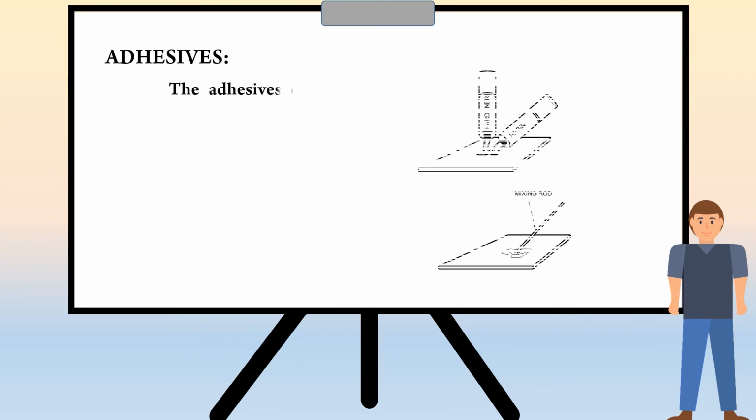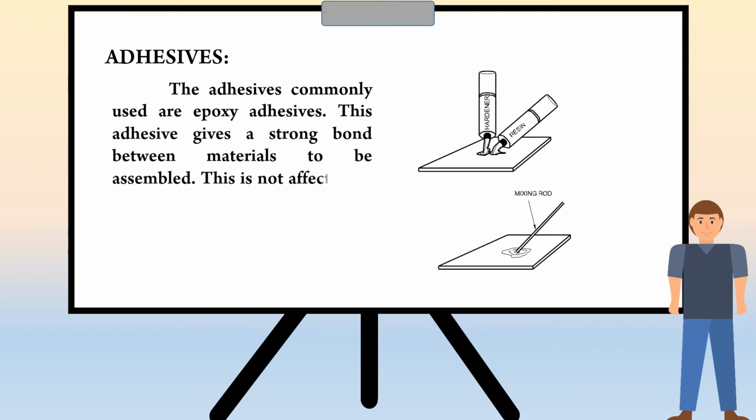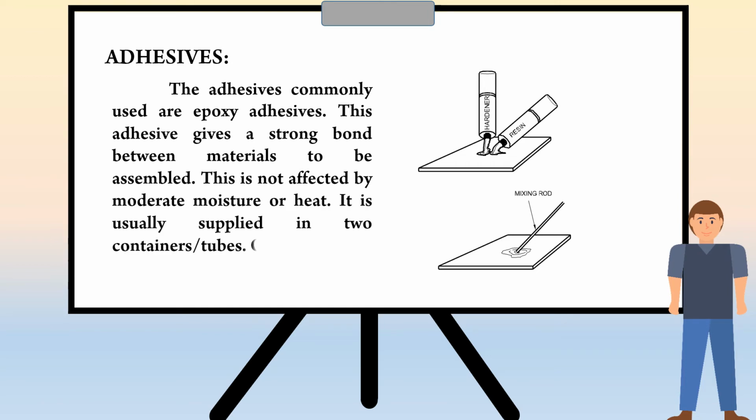And the last method is adhesives. The adhesives commonly used are epoxy adhesives. This adhesive gives a strong bond between materials to be assembled. This is not affected by moderate moisture or heat. It is usually supplied in 2 containers or tubes: one is resin, and the other is the hardener.